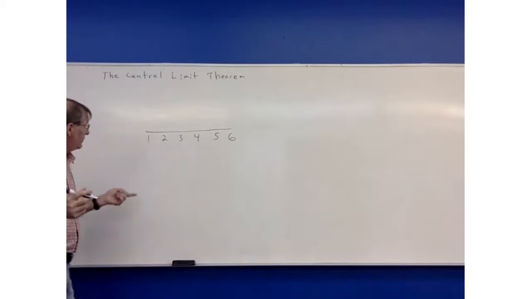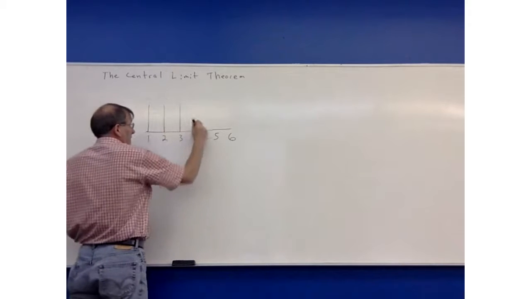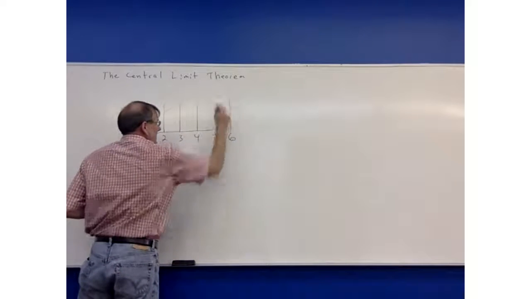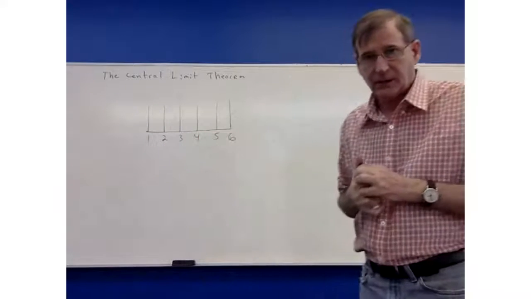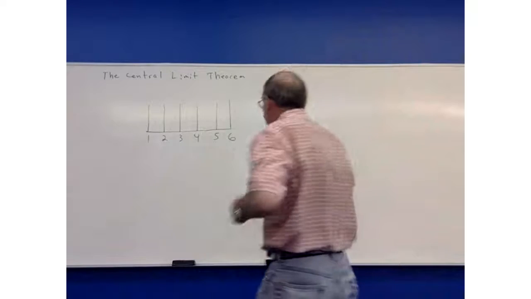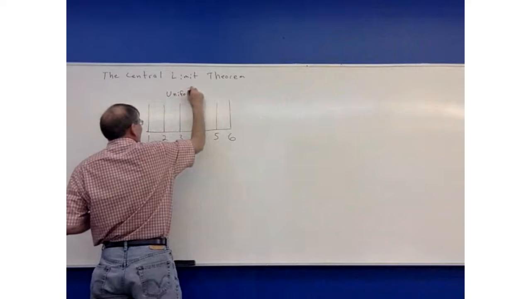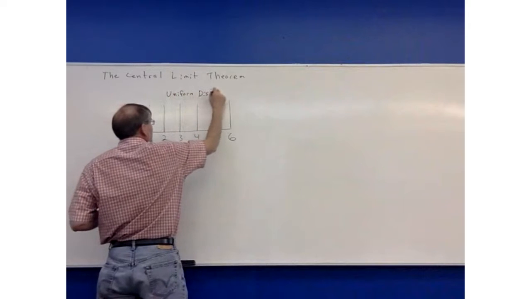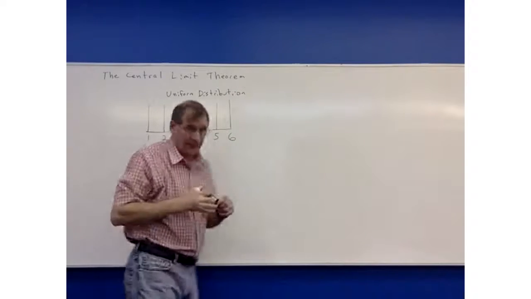Now, how many times will we get these numbers? Well, we should get them all about the same amount of time. The distribution should look a lot like that. It should be very rectangular in shape. Clearly, well, actually, this has a name. This is actually a uniform distribution. That is a uniform distribution.